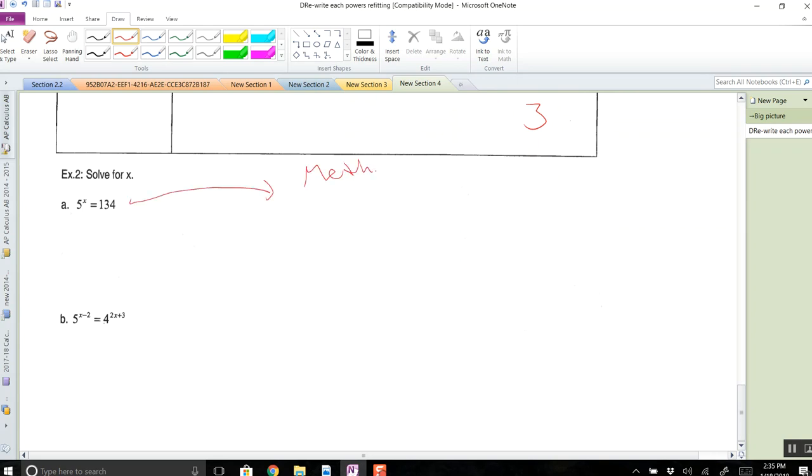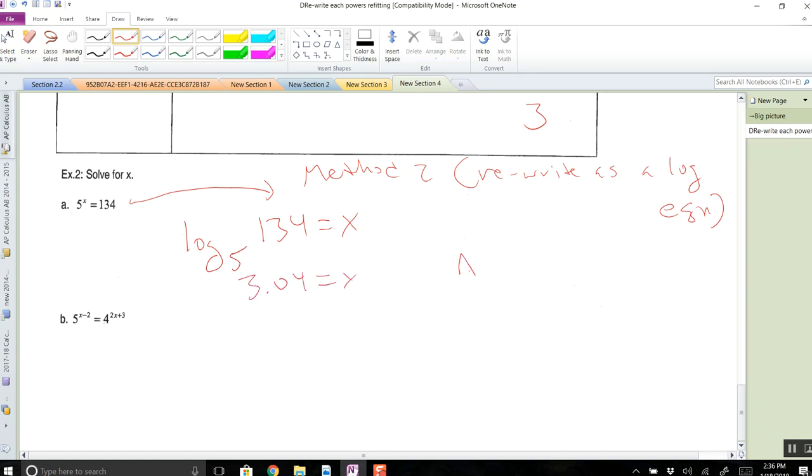Let's say we use method 2. So that means to rewrite as a log equation. So how would I rewrite this log equation? Log base 5 of 134. Okay, do that. And then you have to use a calculator. I think it's 3.04.